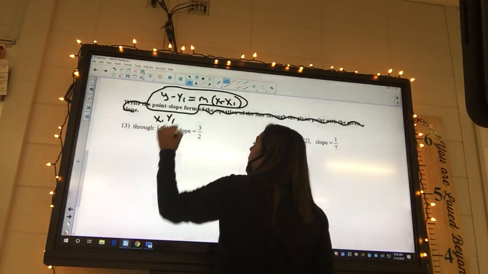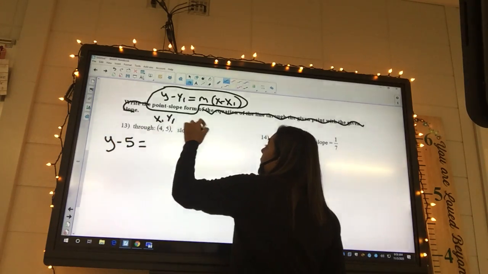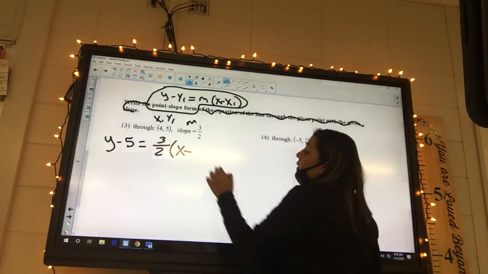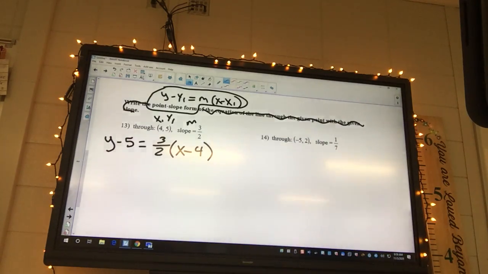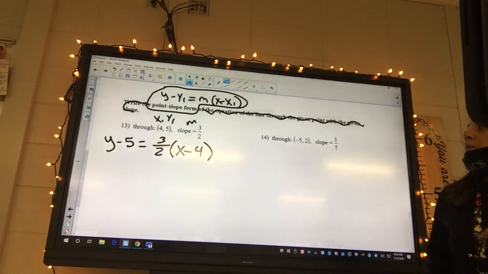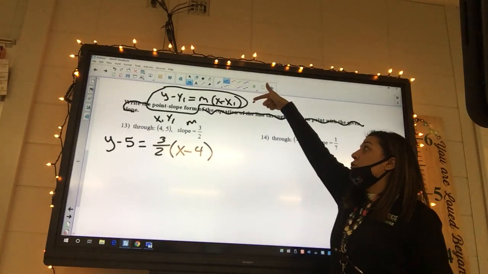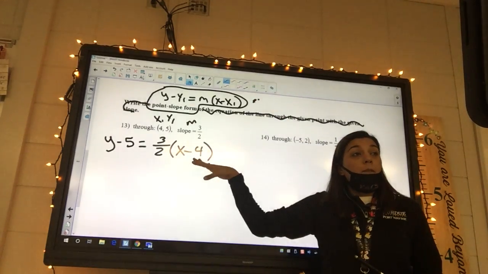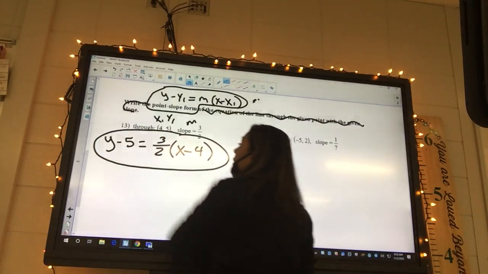So I got x1, y1. So it's going to be y minus 5 equals, my slope is 3 over 2, parentheses x minus 4. Do we need to change anything? Do we keep going? Okay, and for those of you that are not really sure, look at our formula. This is what my answer should look like. Is this what my answer looks like? So then we know where we can stop. Okay? So you can circle this.